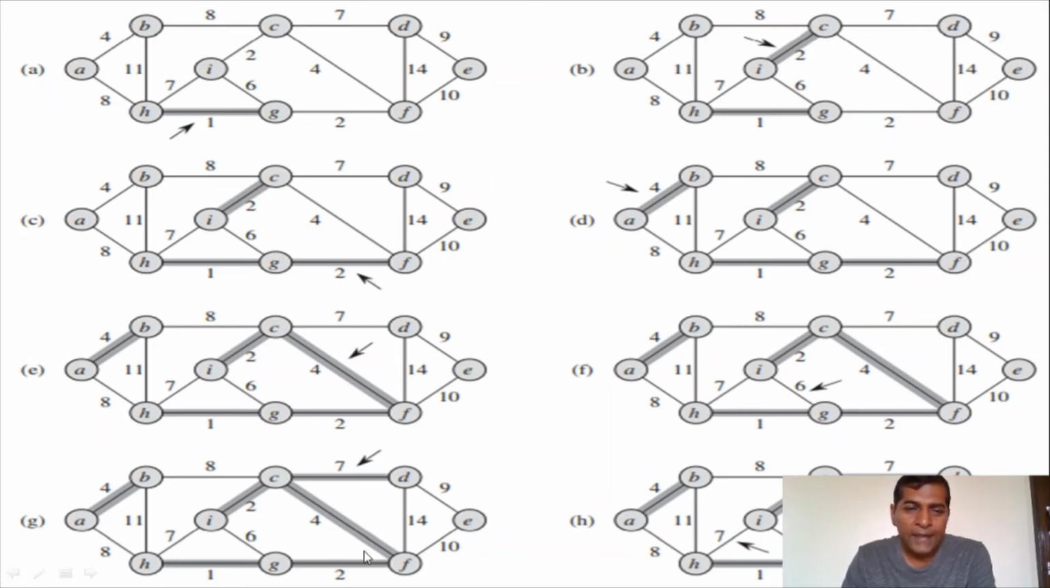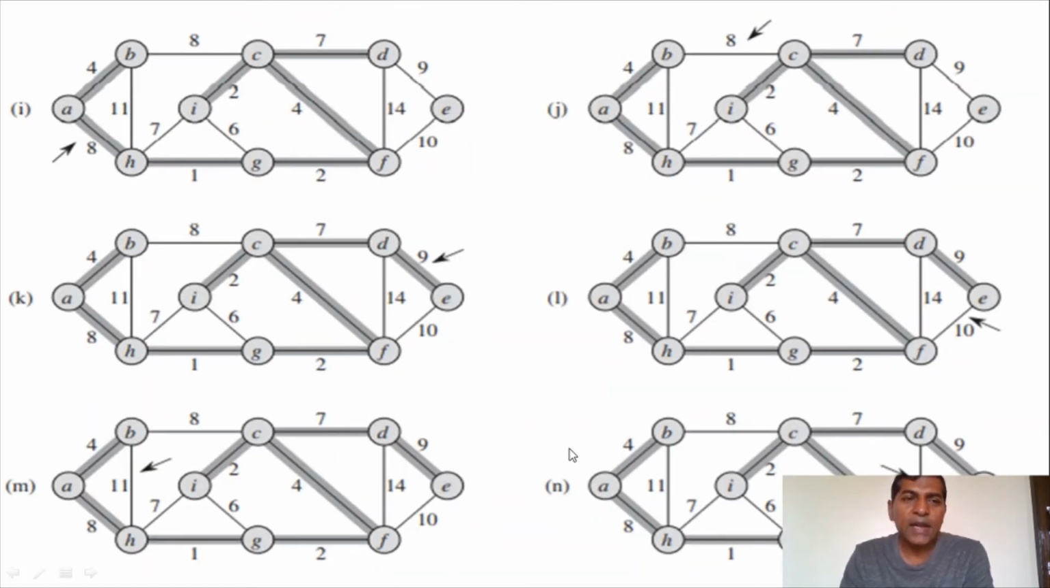Then we'll go with this 7 weight. C and D is not connected, so we'll choose this and go with that. So we have the next 7, but I is already connected with C and H is connected with G, so there is no use of connecting this. That is why we'll neglect it.